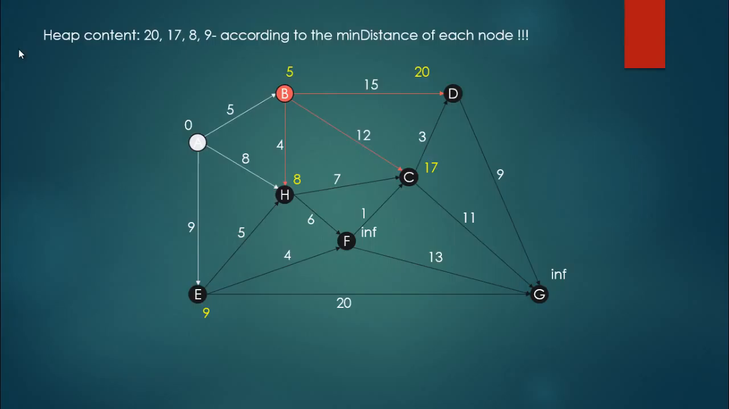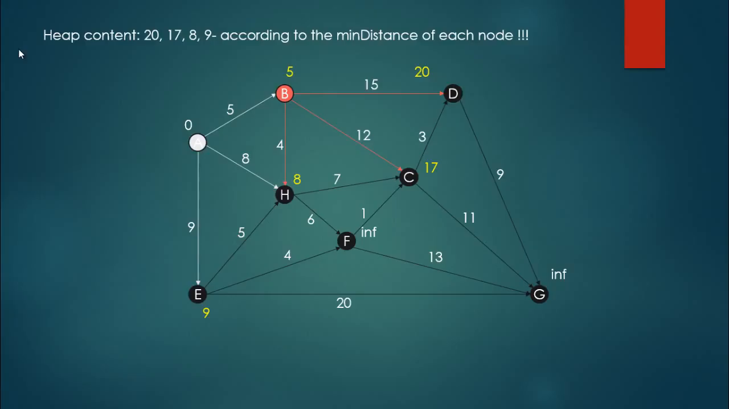If you want to get from B to C, it is going to be 17, because 12 plus 5. And here is the tricky part, because we see that from A we can get to H directly, from A to H, and it's going to cost us 8. But we can go with the help of vertex B. So we go from A to B, it's going to cost us 5. Then we can go from B to H, which is another 4 units.